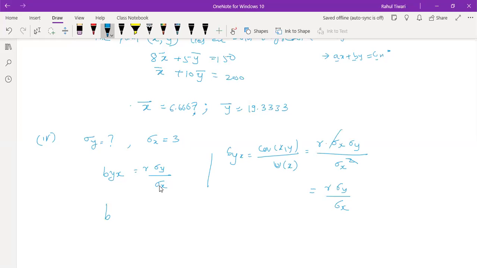Okay, can you understand or not? Let me know. So the value of r you have is minus 0.25. Sigma y you don't know. Just give me 1 minute.